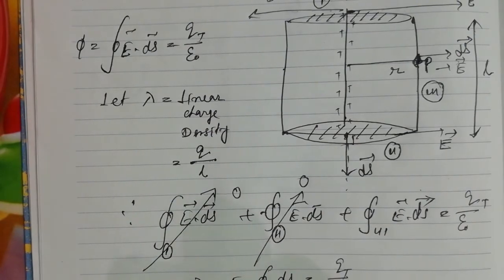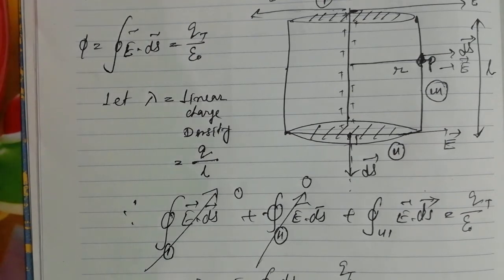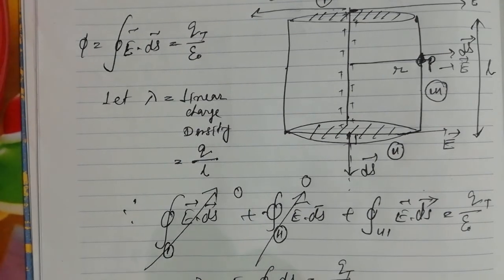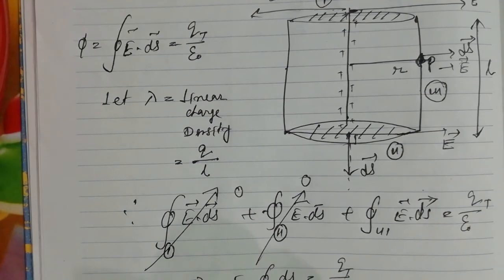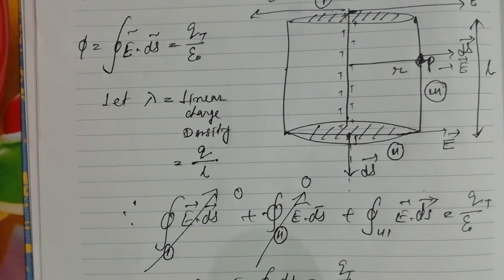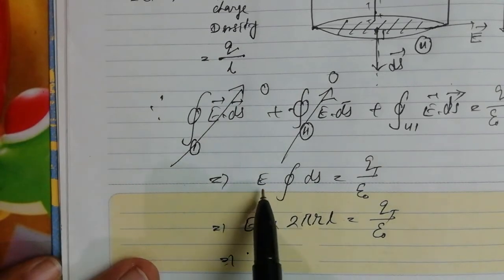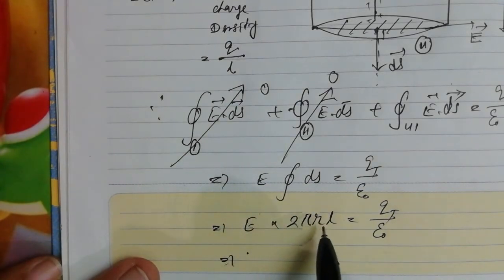Now this ds will represent the total surface area of the whole body part. So that is nothing but 2 pi r L, where r is the radius of the cylinder and the length is L. So E times 2 pi r L is equal to Q total divided by epsilon naught.